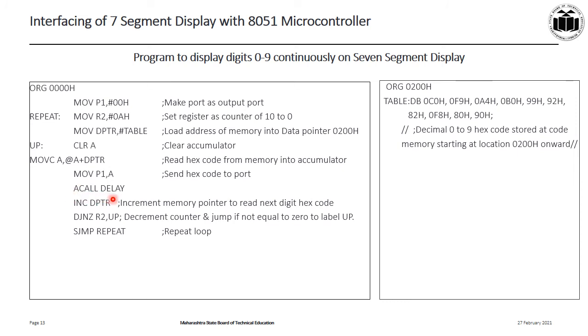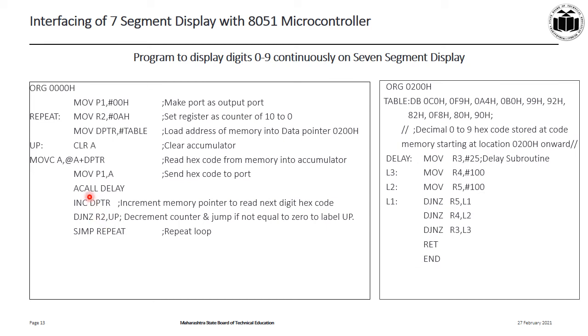A delay is called. Then for the next digit, increment DPTR and decrement the counter and repeat the process for displaying the digits. So the delay program is discussed here. It can be a timer delay or a simple subroutine delay. We have used a subroutine delay here to end our program.